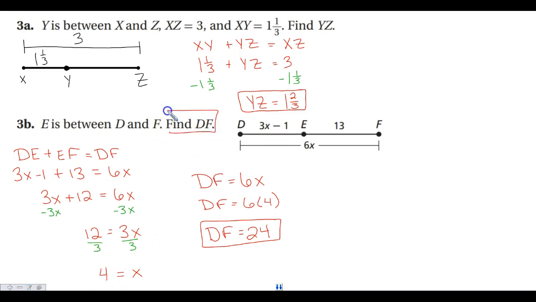Hopefully you did not stop there and reread the question that you're finding the length of segment DF. All right, DF is 6x from right here. And then we can do 6 times 4, which we found over here, which is 24.